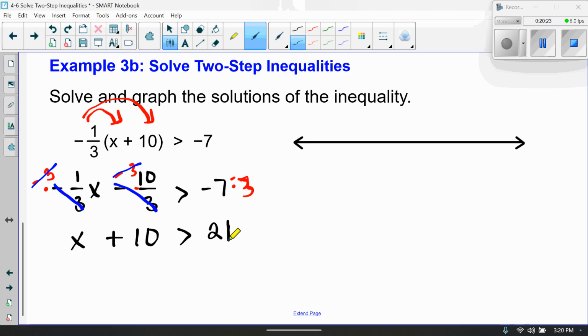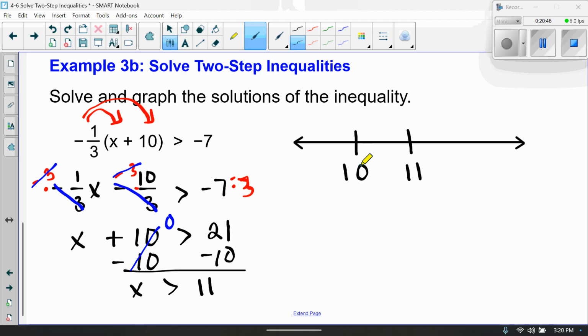And now, how do I get the x by itself? Minus 10 on both sides. So those 10s cancel to 0, and x is greater than 11. Is everybody clear? To graph it, important number is 11. So we've got a 10 over here and a 12 over there. And what kind of circle do I have at 11? Open, and which way do I shade? To the right. Is everybody clear?